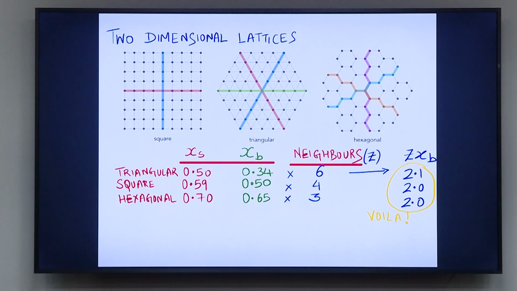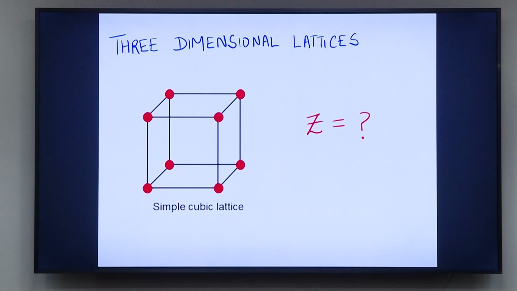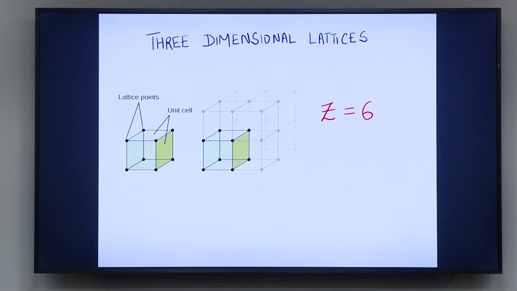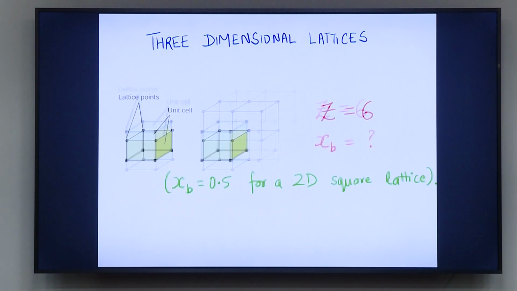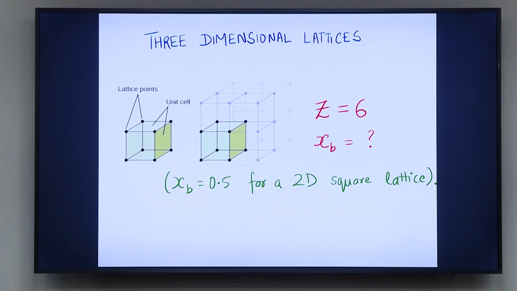But this exercise could be repeated for 3-dimensional lattices. What is the number of neighbors for a simple cubic lattice? 3. How many still say 3? I don't agree. 6. The reason is that I have just shown you a section of the 3D lattice. If you make a complete lattice, then 1, 2, 3, 4 in the plane and 2 up and below. So z is 6. And XB was 0.5 for the 2D square, the bond percolation threshold, half the bonds, but this is a 3D one.